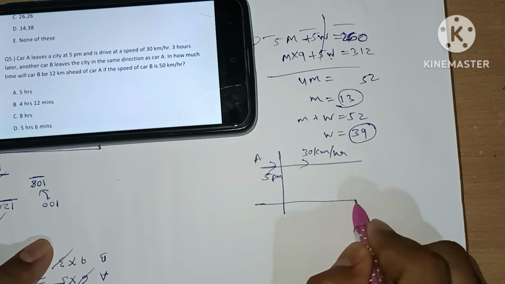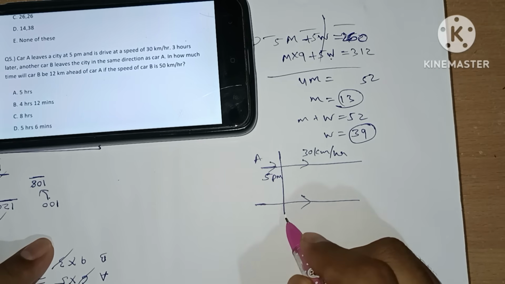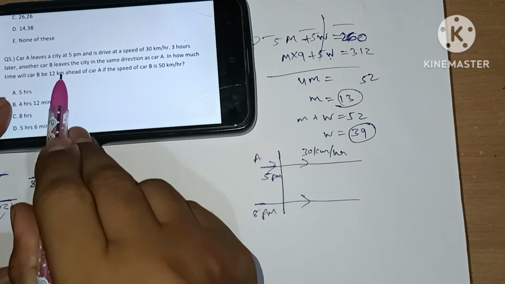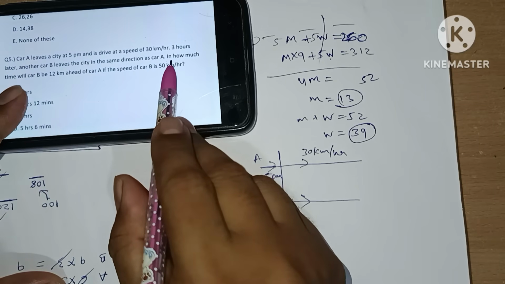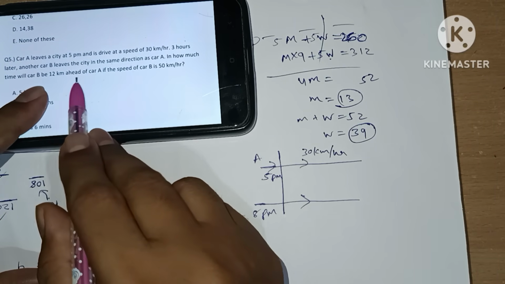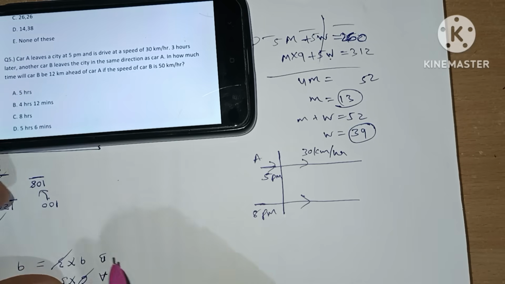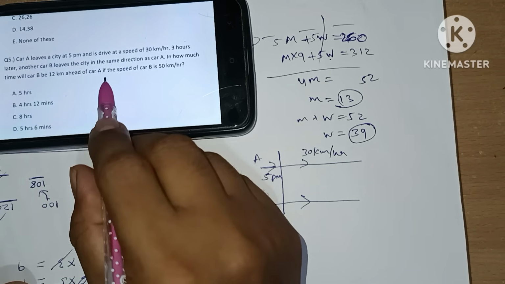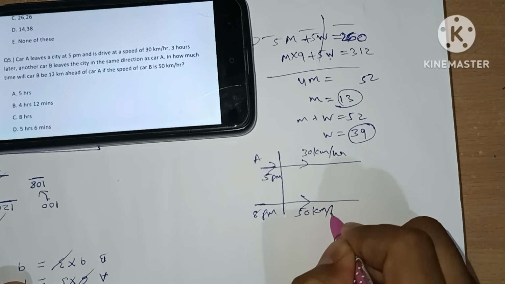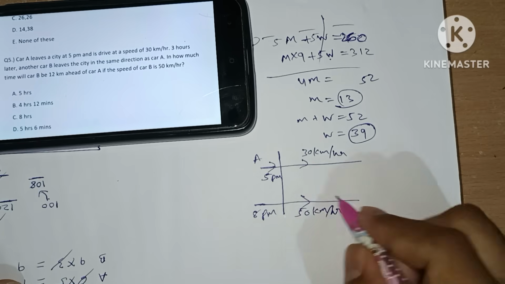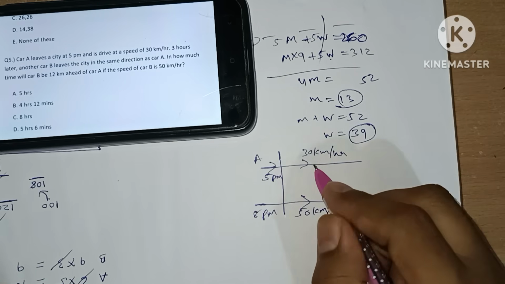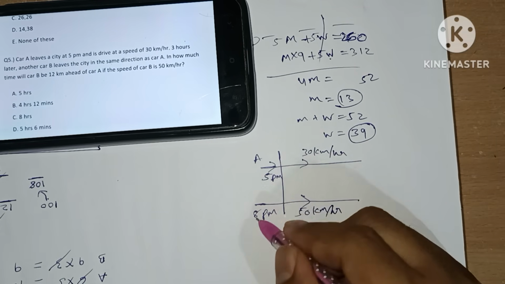So another car, after 3 hours means at 8 p.m., same direction. In how much time will car B be 12 kilometers ahead of car A? So if the speed of car B is 50 kilometers per hour, so it is traveling at 50 kilometers per hour, and the question says at what time it will be 12 kilometers apart from car A. So the times here are different.